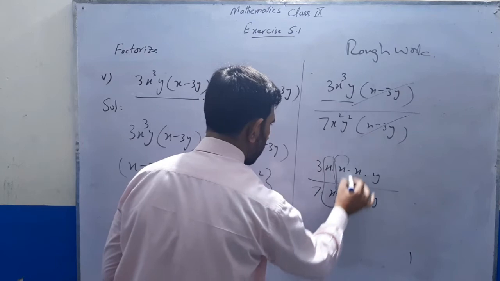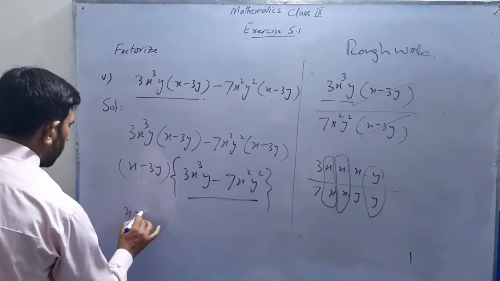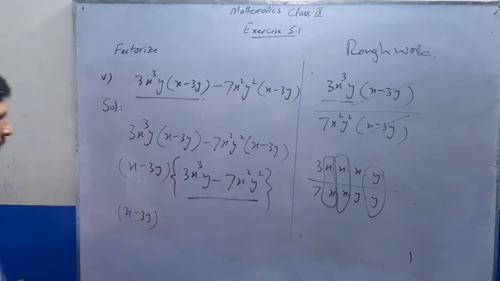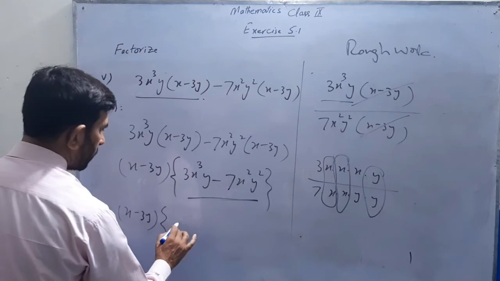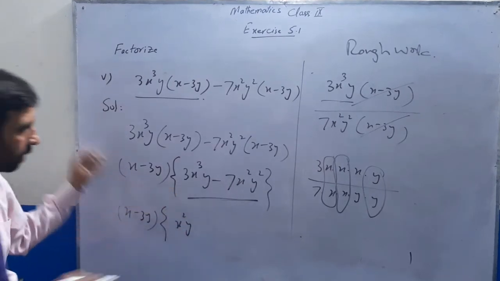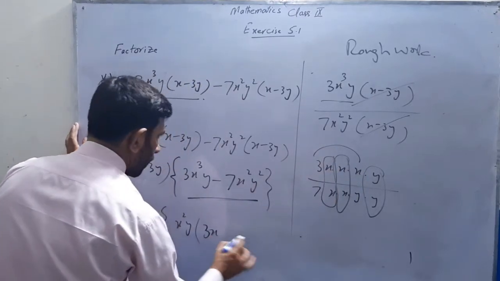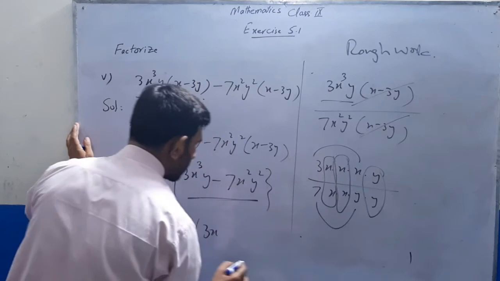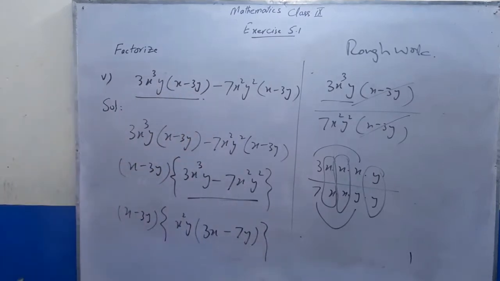x is common and y is also common. So x and y are common in these two. x minus 3y will be written the same, and here you write x squared y. x squared y is being taken as common. So what's left over above the line? It's 3x, and what's left below the line? It's 7y. So this is the factorized form of the given question.